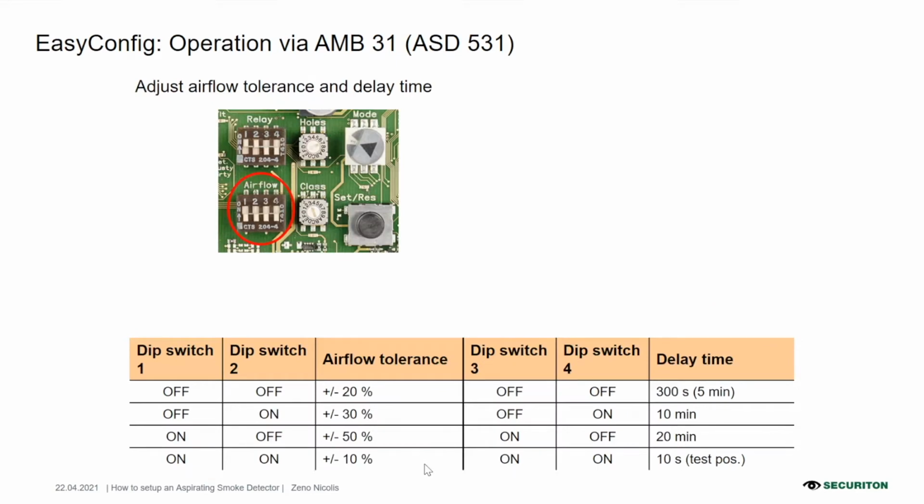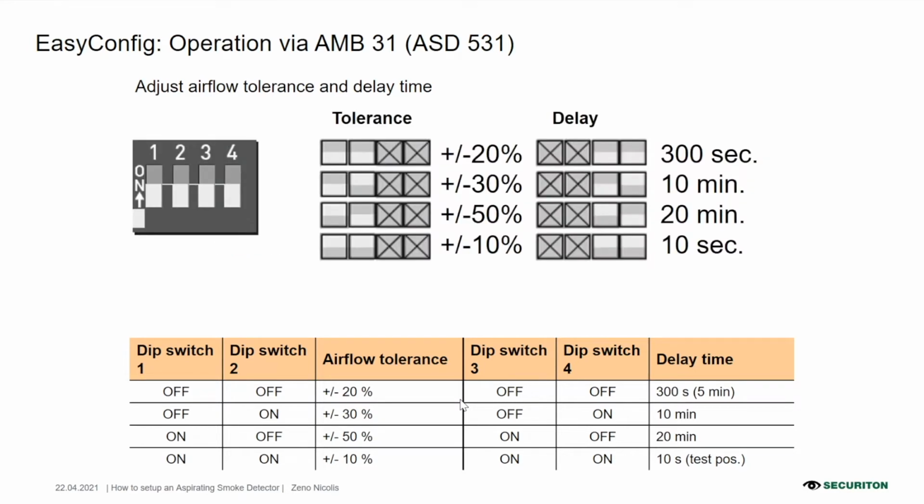We can also set the tolerance threshold for airflow monitoring by using another dip switch named airflow. By default, for EN 54-20, it is set to off, with a delay time of 300 seconds, so 5 minutes. But you can also set it differently. You can see all the possibilities: 20%, 30%, 50%, or 10%, and with different delays.